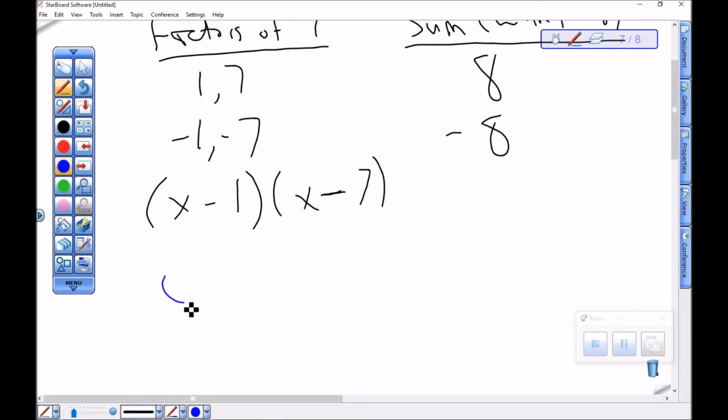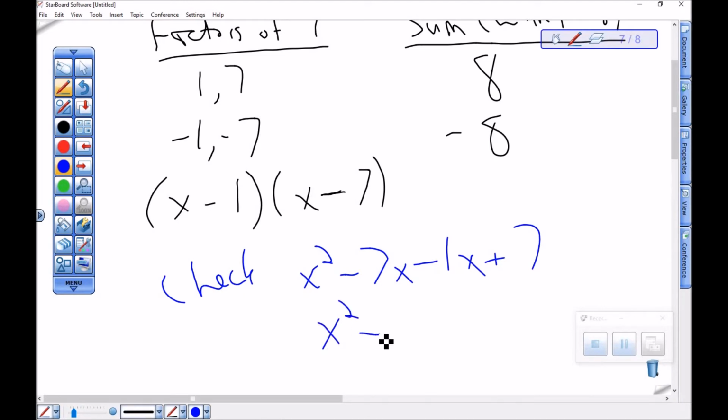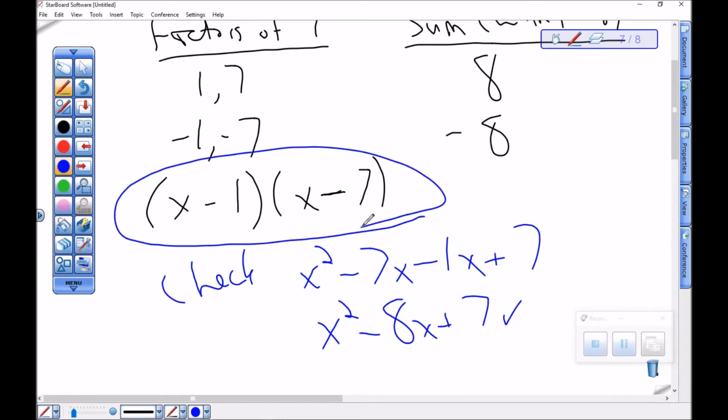And again, just a quick check. X times x is x squared. X times minus 7 is minus 7x. Minus 1 times x is minus 1x. And minus 1 times 7 is positive 7. X squared minus 8x plus 7 is right. So that guy is my answer. Those are my factors of x squared minus 8x plus 7.